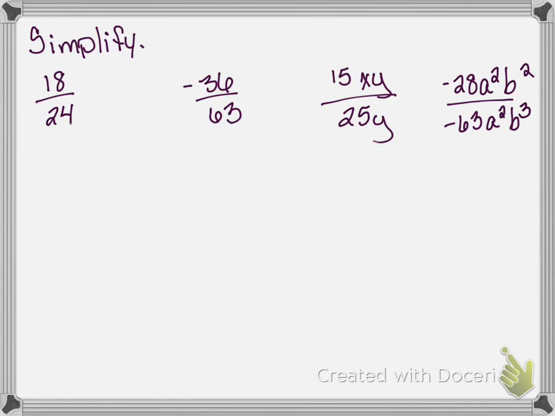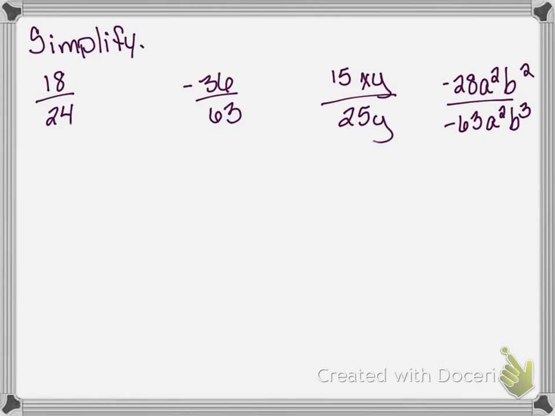So the first thing that we're going to talk about is simplifying. What I have right here is two fractions: 18 over 24 and negative 36 over 63. You have been asked to simplify these before. How do I simplify 18 over 24? What do I ask myself?